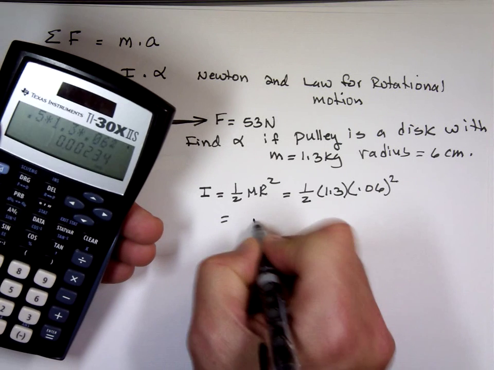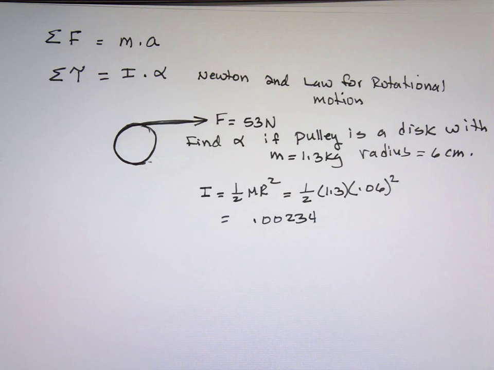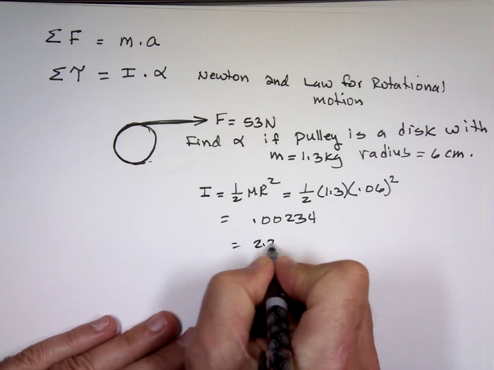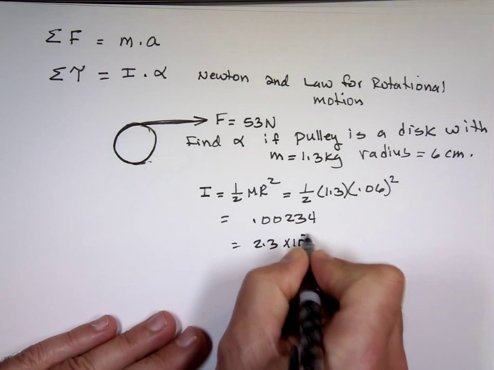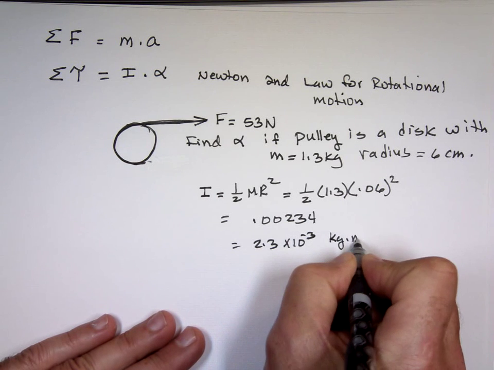That's 0.00234. That's the inertia. 2.3 times 10 to the minus 3 kilogram meter squared.